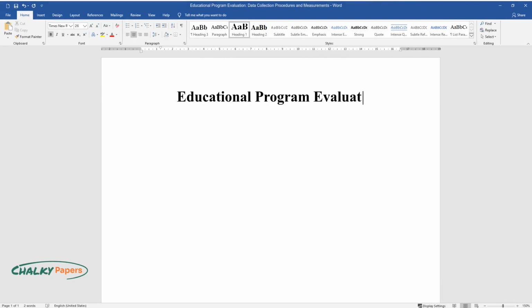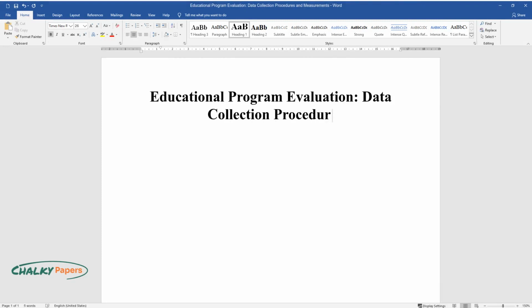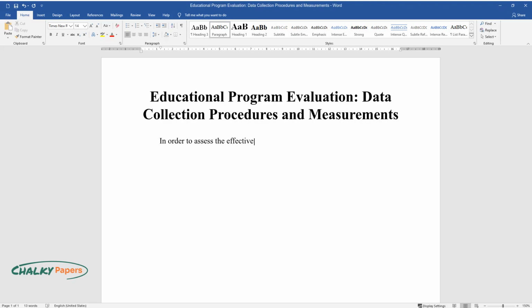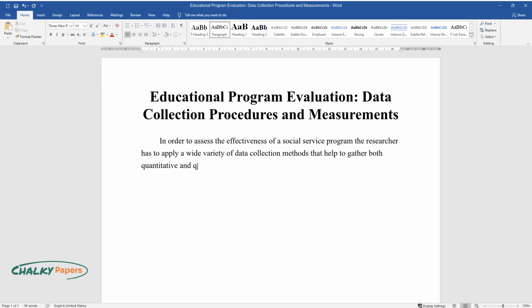Educational program evaluation, data collection procedures and measurements. In order to assess the effectiveness of a social service program, the researcher has to apply a wide variety of data collection methods that help to gather both quantitative and qualitative information. The program that we are going to evaluate was supposed to achieve several goals.